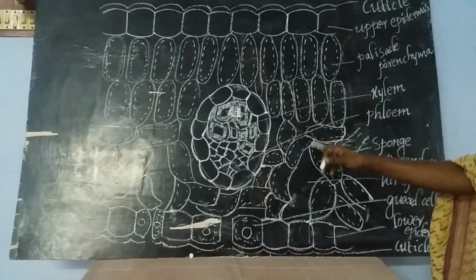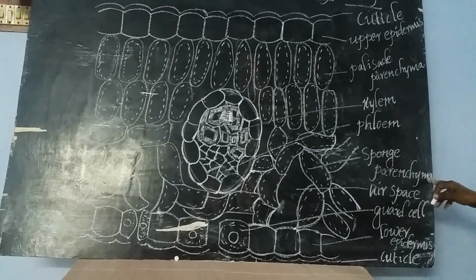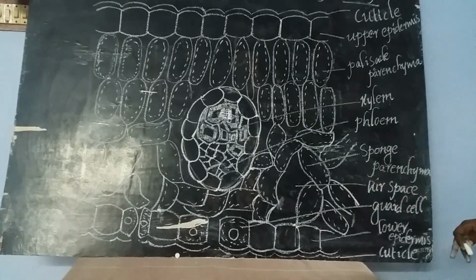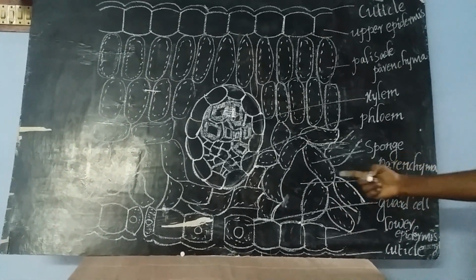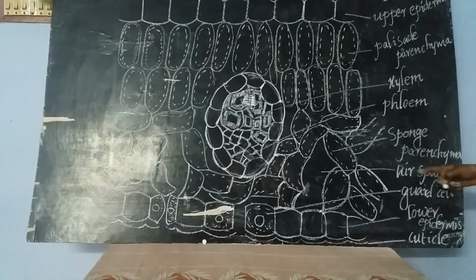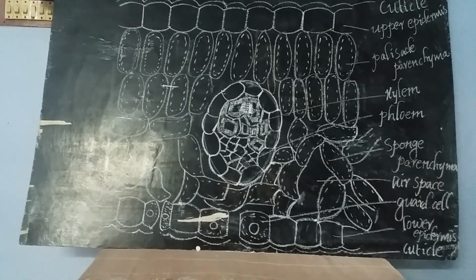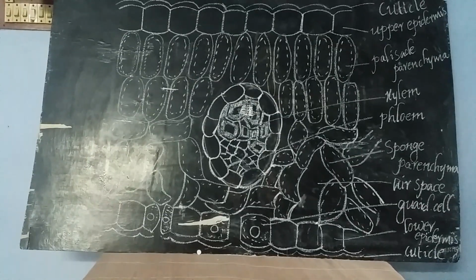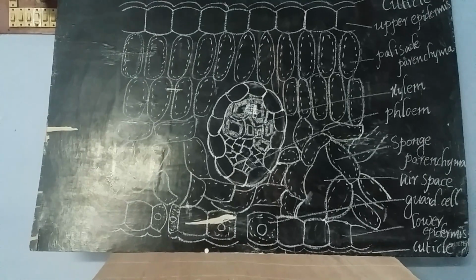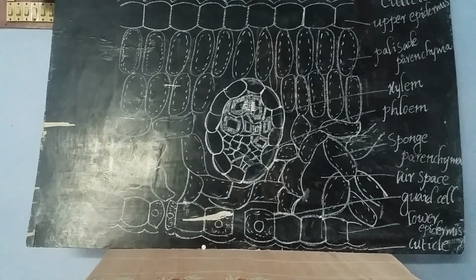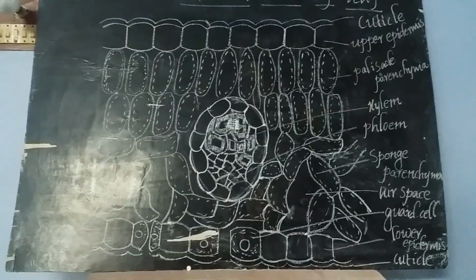Later, if you observe, another kind of cells is called spongy parenchyma, which is also full of chloroplast, and in the middle we may see some empty room-like structures. Those are called air spaces. And downside, near the lower epidermis, in the middle we have certain guard cells. The guard cells give protection to the stomata.